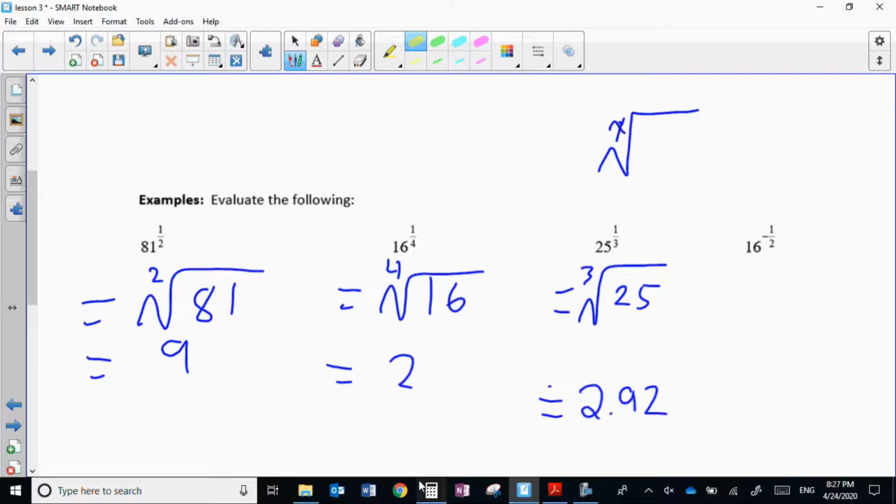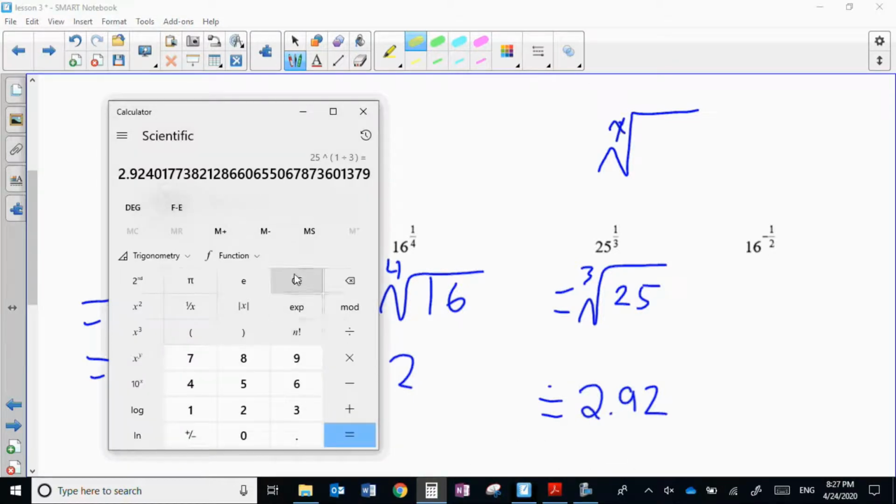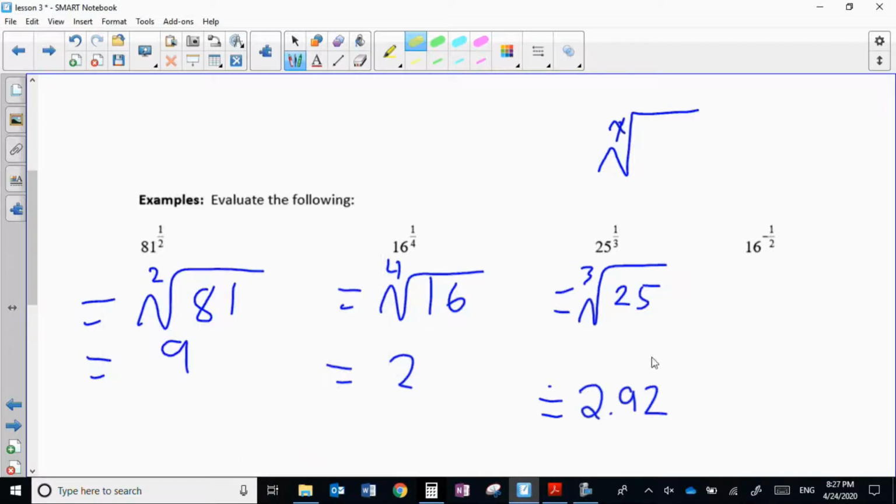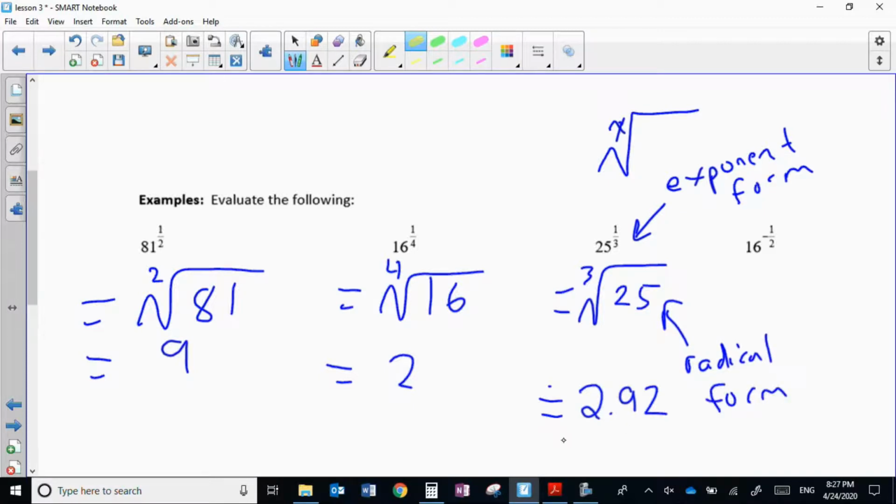It's also nice that if you can't find the square root button on your calculator, you can just do the power of a half, because the power of a half is the same as a square root. Now we have 2 different forms for this expression. This is what's called exponent form. And in this one, you switched it to what's called, you guessed it, radical form. And then this, of course, at the end is just our approximate answer.